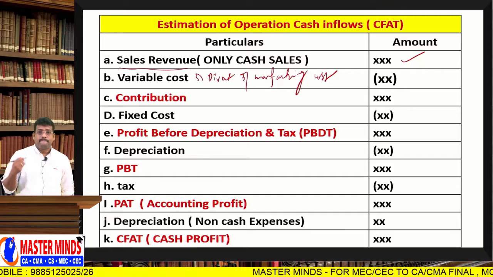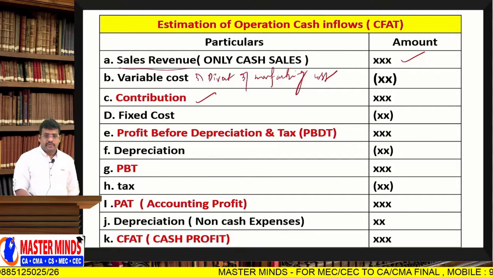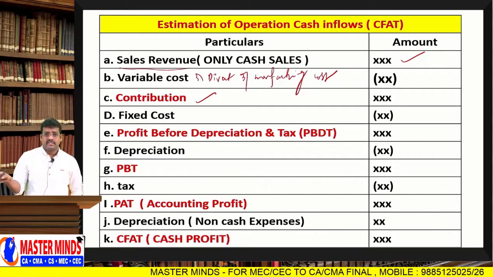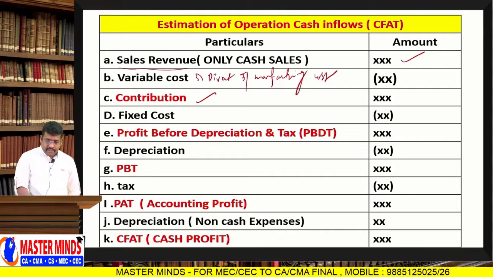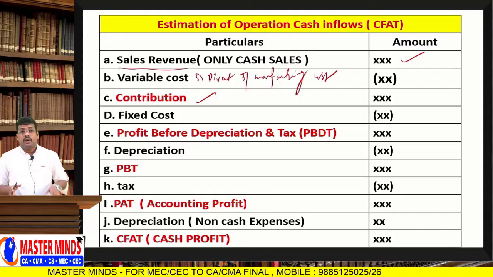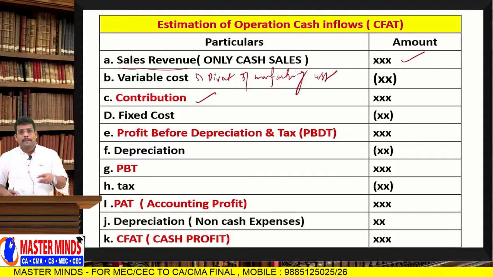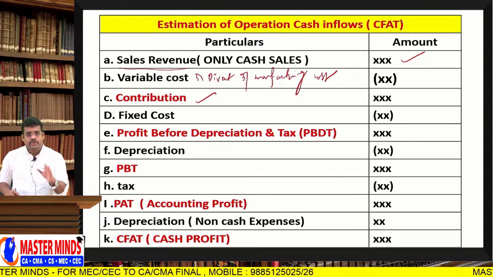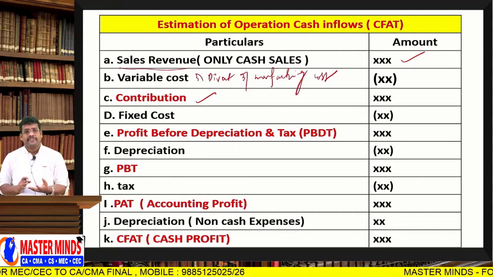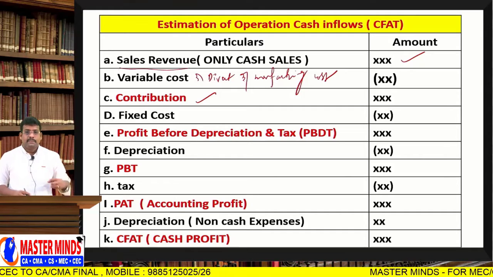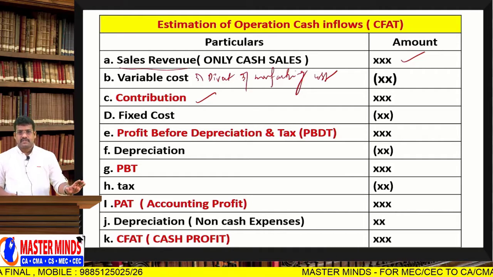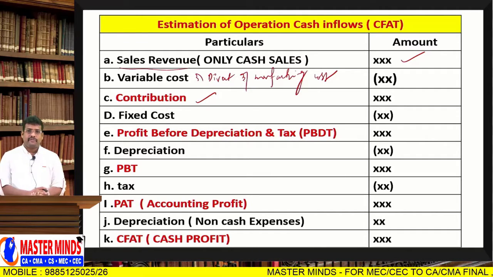After deducting variable cost from sales revenue, you will get the contribution. From that contribution, you deduct fixed cost, if at all fixed cost is there. You will get the profit before depreciation and tax, which is called PBDT, which is also called operating profit. Why is it called operating profit? Because you deducted only operating costs. Operating cost means variable cost and fixed cost. So whatever profit the company generates by deducting only its operating expenses, that profit is called operating profit.